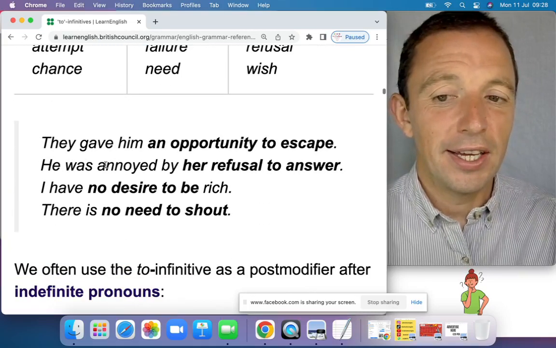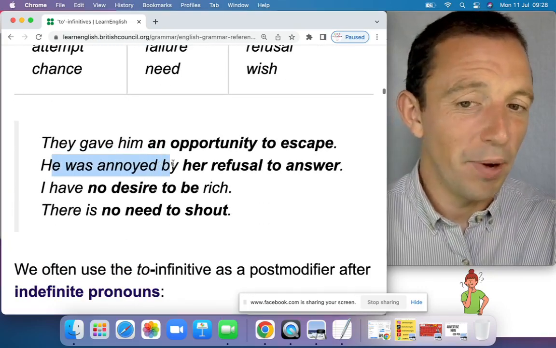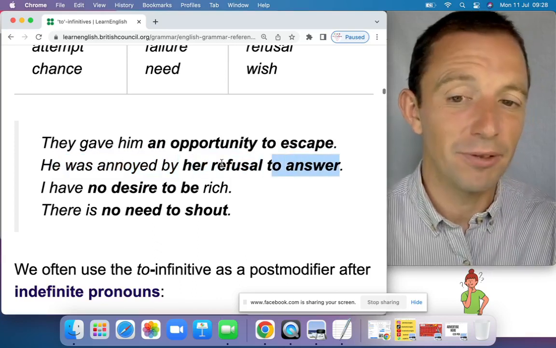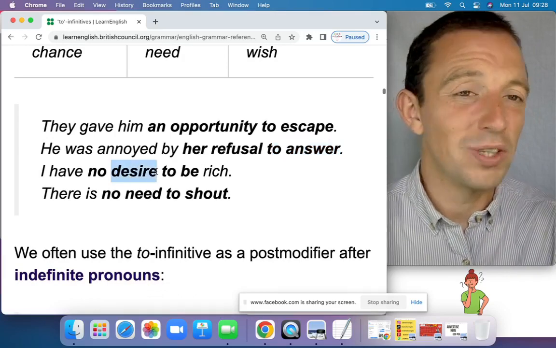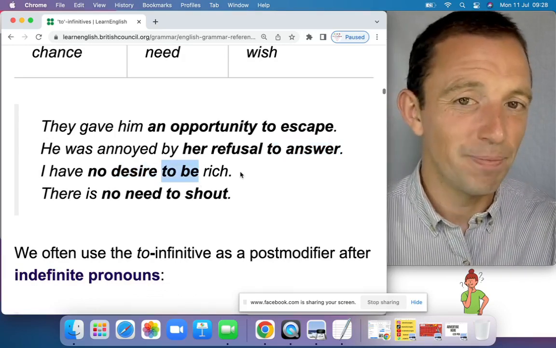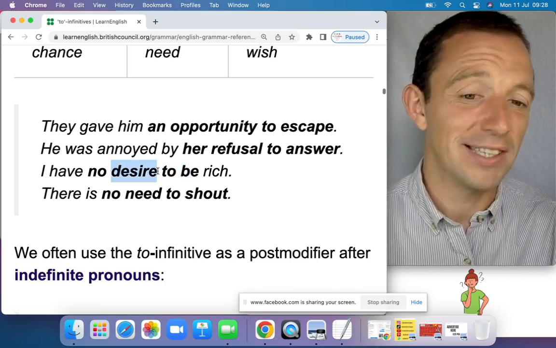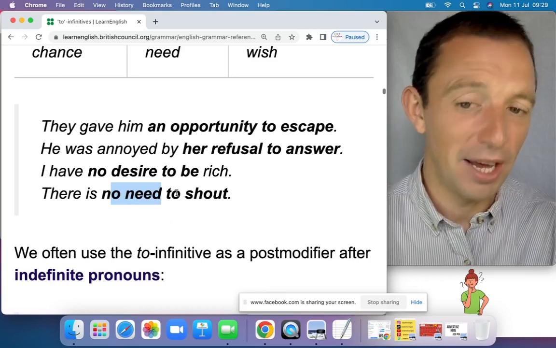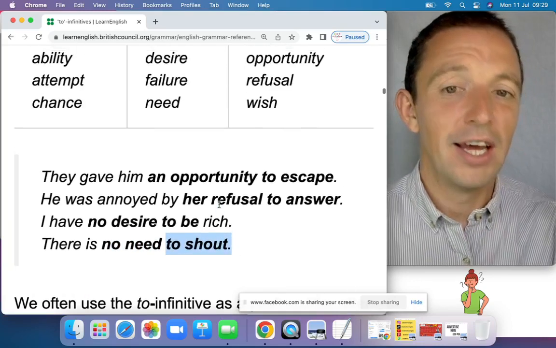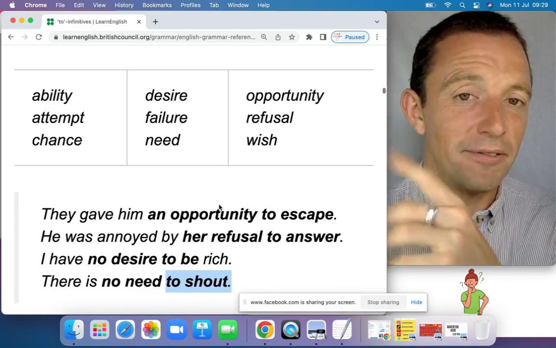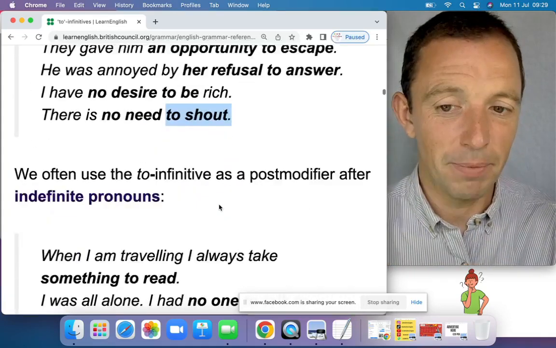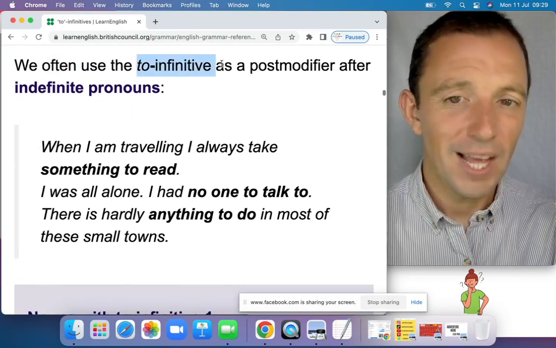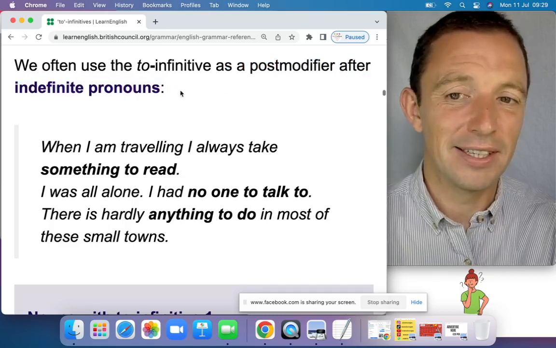Okay. He was annoyed, he was frustrated by the refusal. The refusal is the noun, to answer. Infinitive after refusal. I have no wish, I have no desire to be rich. Okay, so after the noun desire, we have the infinitive. There was no need, there was no necessity. After need, we have the infinitive, to shout. So we can create a lot of examples here, but these are just a couple of examples. We often use the to infinitive as a post modifier after indefinite pronoun.